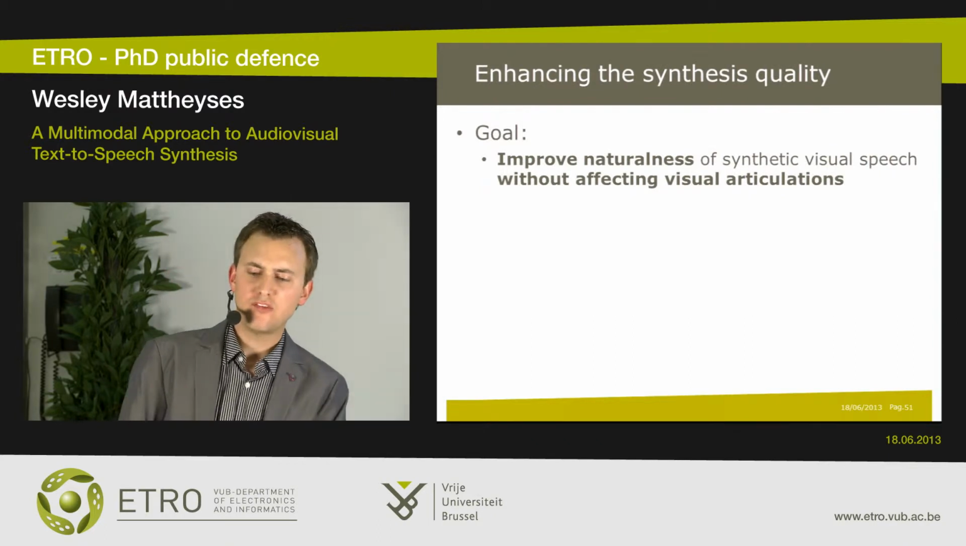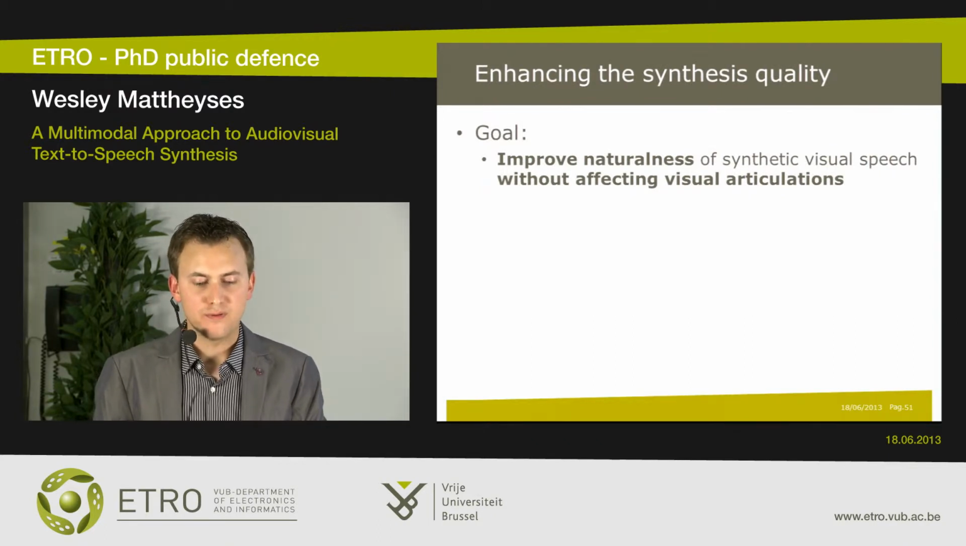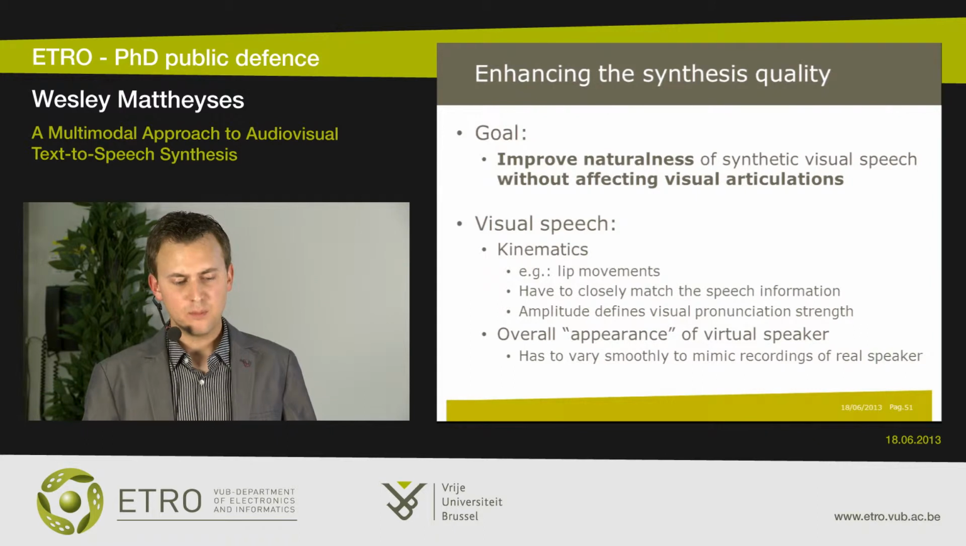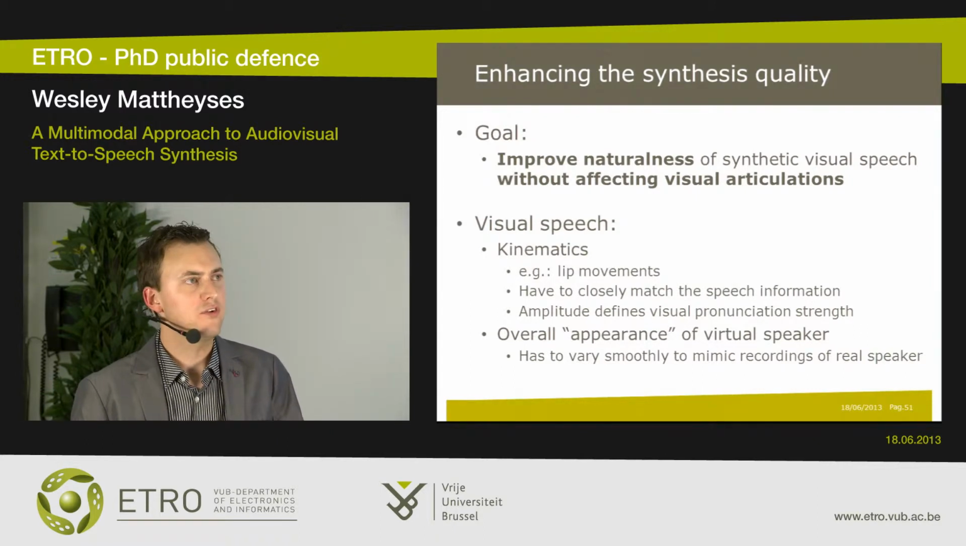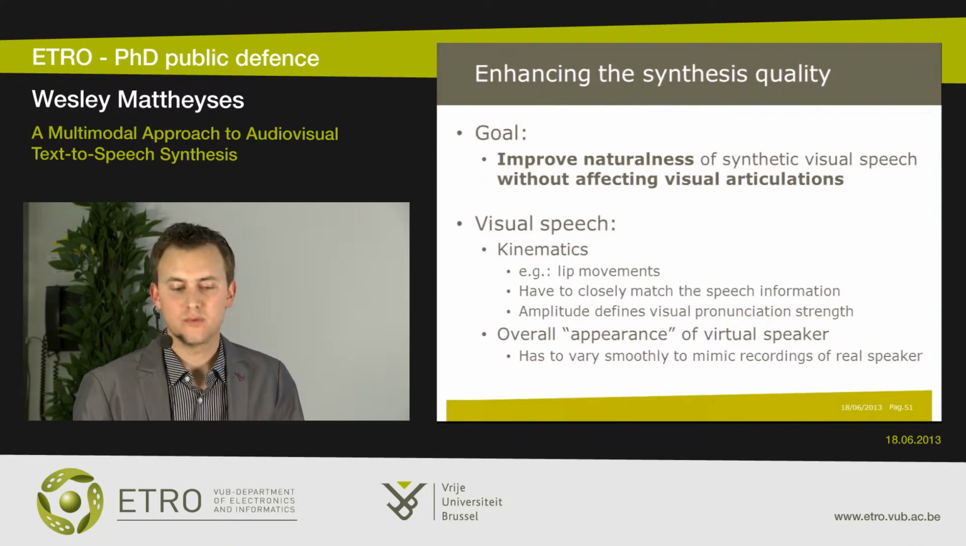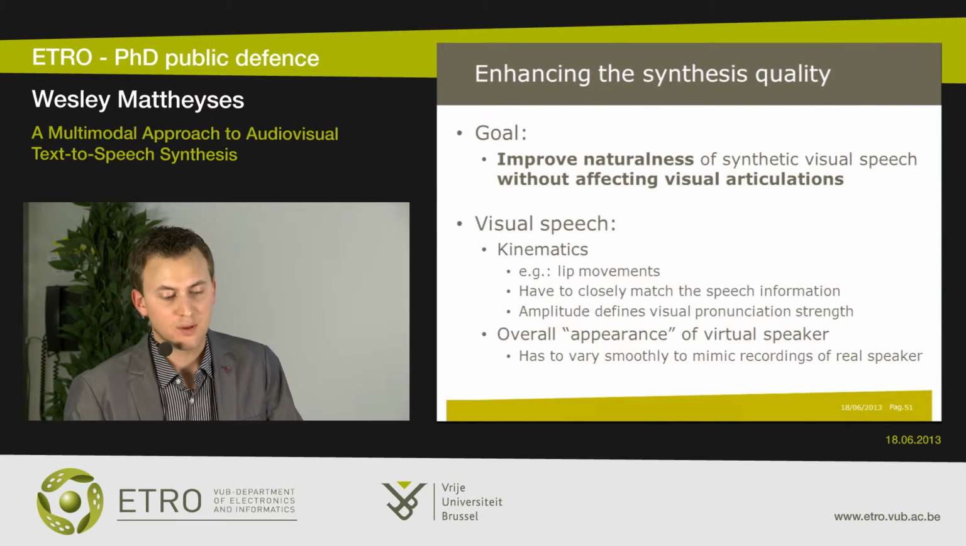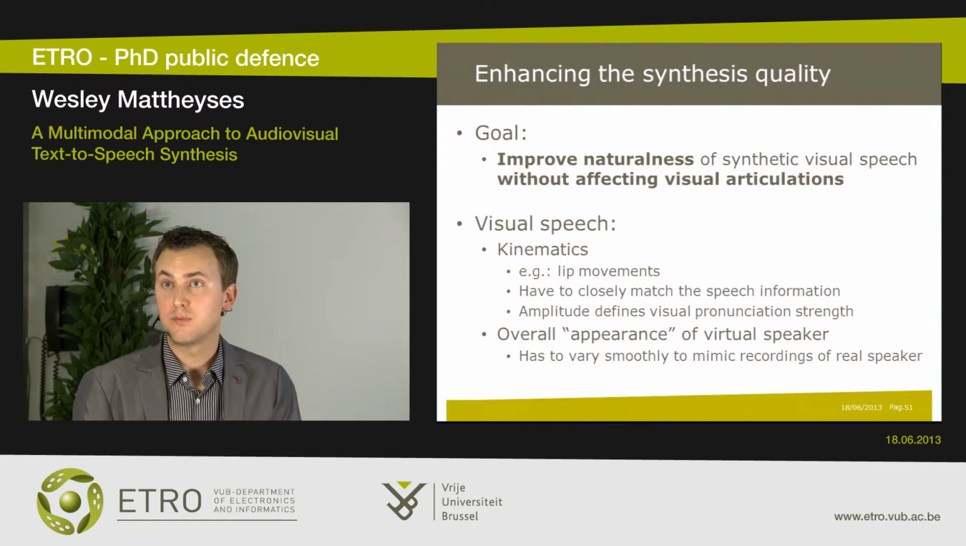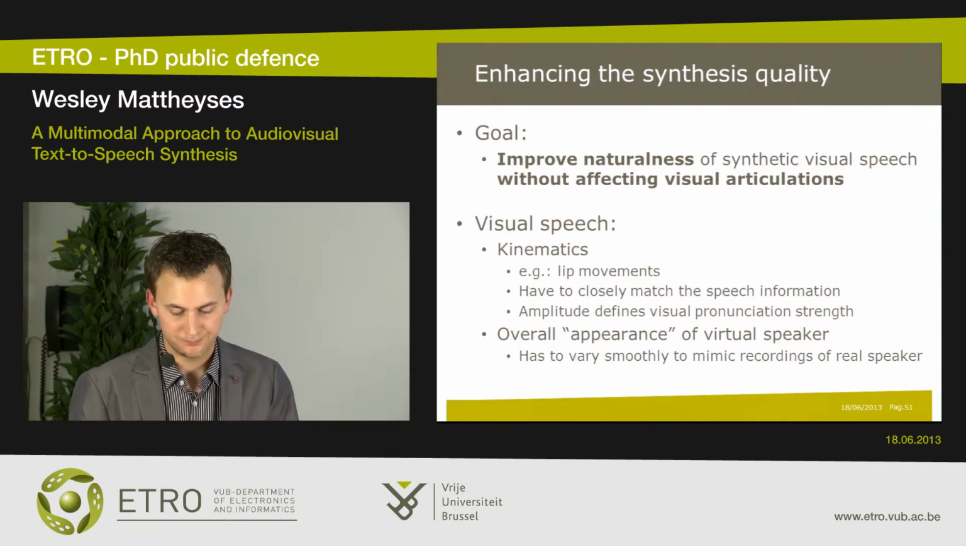So the goal was to improve the naturalness of the synthetic visual speech, but without affecting the visual articulations too much. And now our idea was based on the observation that in fact the visual speech information can be split up in kinematics information, for instance the movements of the lips. Of course these kinematics have to very closely match the speech information, and the amplitude of these kinematics defines the visual pronunciation strength. On the other hand, you have this overall appearance of the virtual speaker, and this should vary very smoothly, because otherwise people will never believe it's a recording of a real human being.